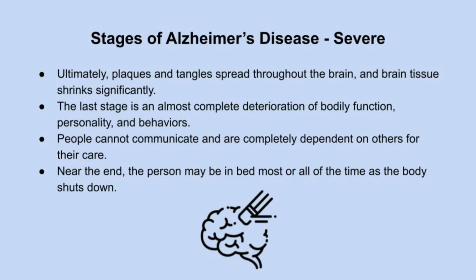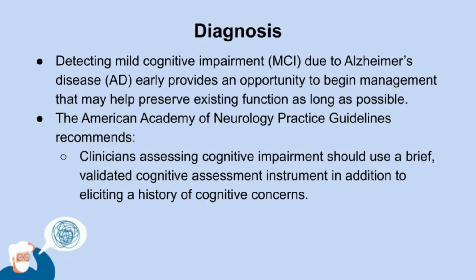Ultimately, it progresses to severe Alzheimer's disease. The plaques and tangles spread throughout the brain, and tissue shrinks significantly. The last stage is an almost complete deterioration of bodily function, personality, and behaviors. People cannot communicate and are completely dependent on others for their care. And near the end, the person may be in bed for most or all of the time as the body just completely shuts down. So let's move on to diagnosis.